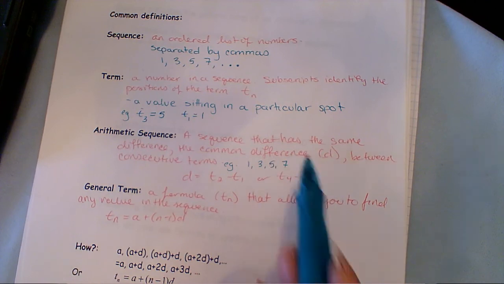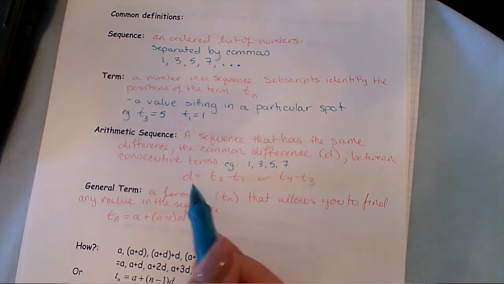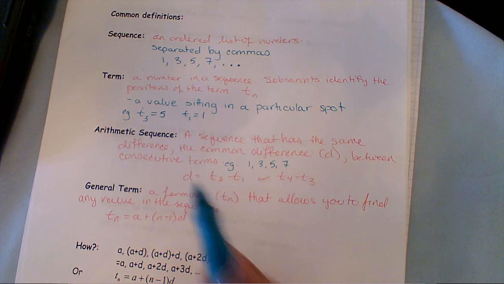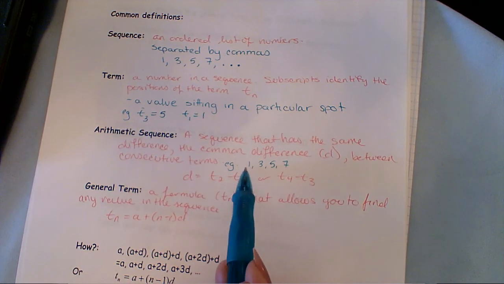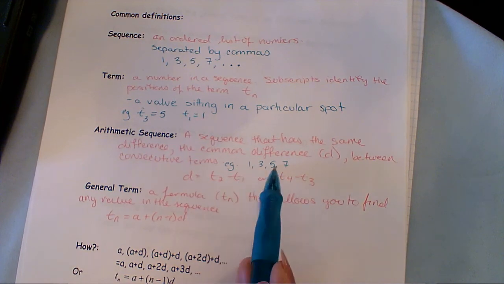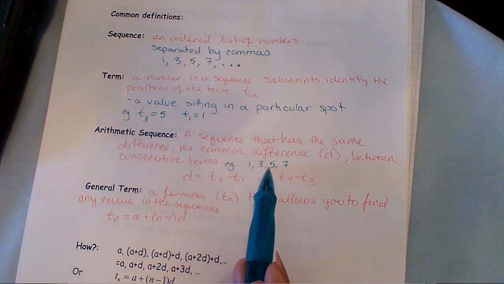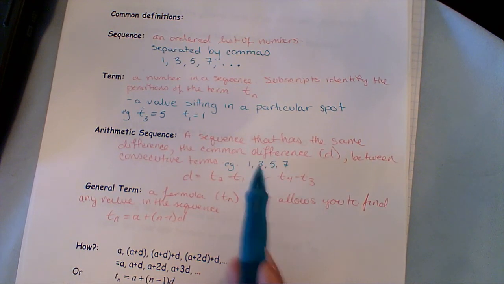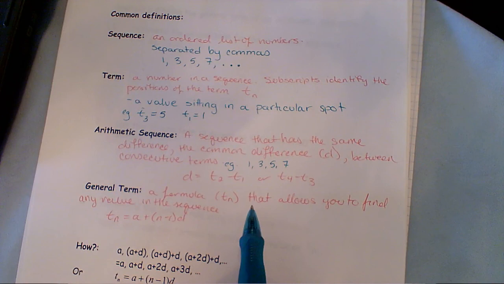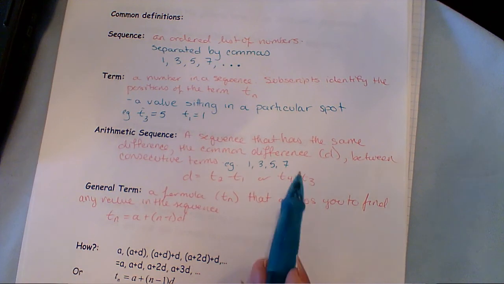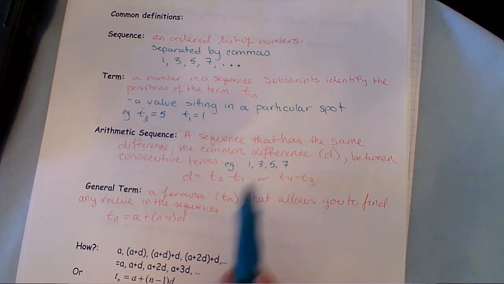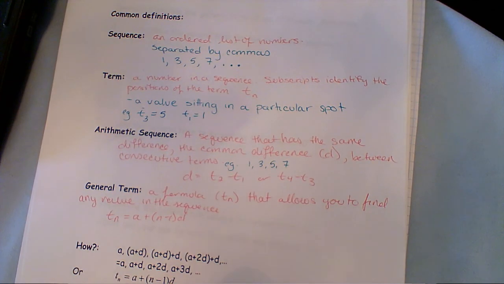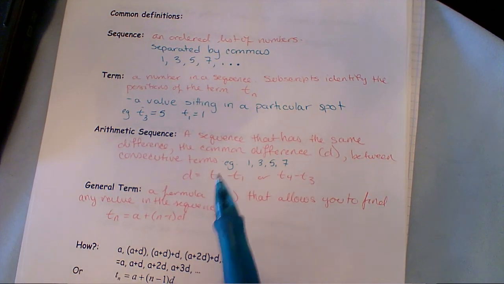Difference means subtraction. You get this common difference, which we denote with the letter d, by going term 2 take away term 1, term 3 take away term 2, term 4 take away term 3. It doesn't matter which pairings you put together. It's like doing your delta y's, your first differences: number below minus the number above, number below minus the number above. That will always give you your common difference, and arithmetic sequences are those that have a common difference.